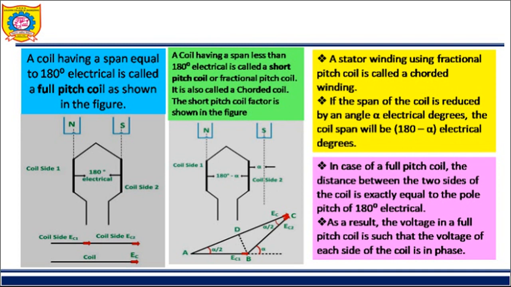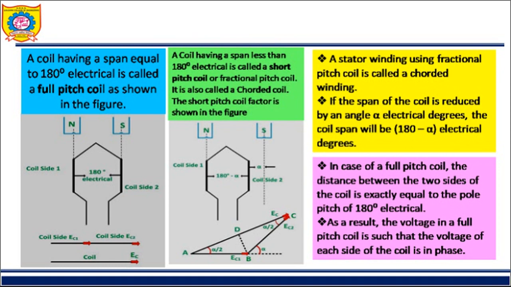At the same time, if you look at the next figure, you can see coil side 1 is under the influence of the N pole, but coil side 2 is not exactly under the influence of the S pole. It makes some angle alpha with the center of the pole and coil side 2. A coil having a span less than 180 electrical degree is called a short pitch coil or fractional pitch coil.